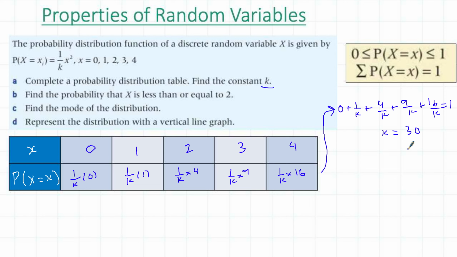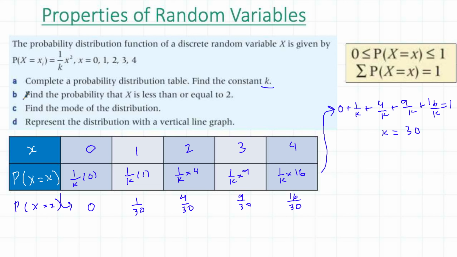So now that I know what k is, I can then rewrite this table with the probabilities now more specifically: 0, 1 over 30, 4 over 30. I'll keep them unsimplified so that it's easier to do some calculations. And then I have 9 over 30 and 16 over 30. You can simplify them if you want to. So that's part A done.